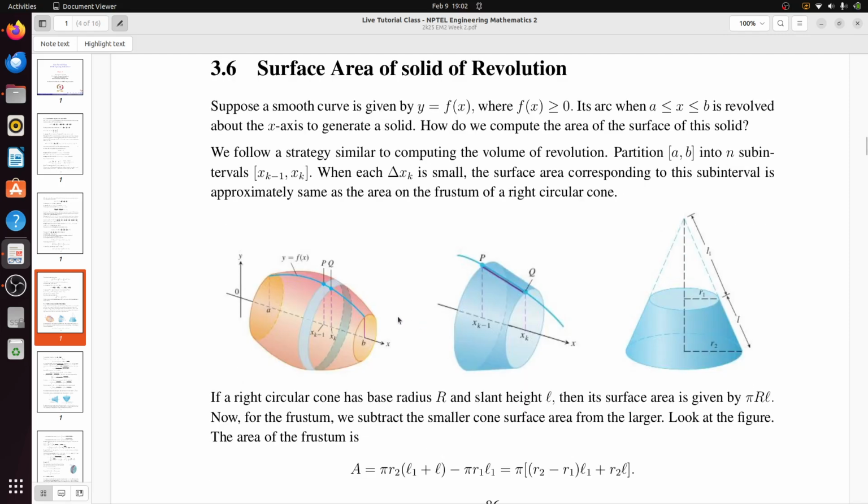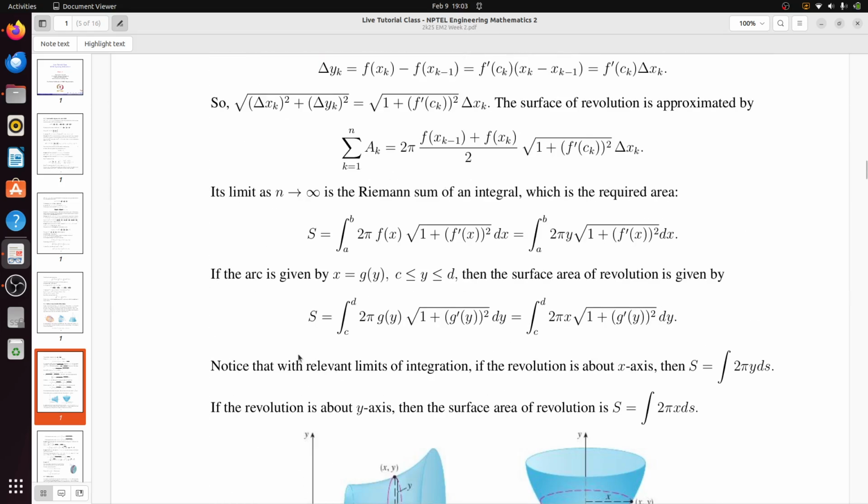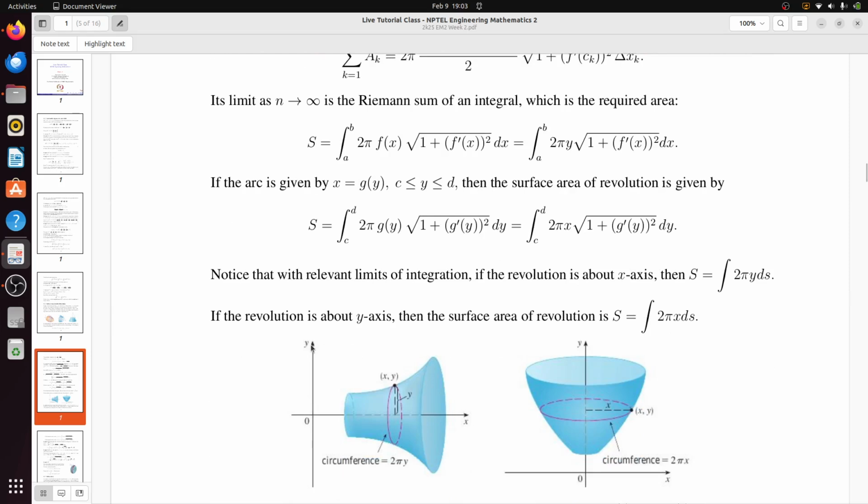Just see, this is the dholak-like shape. This arc is moved around the x-axis. Now we are to determine the area of this dholak surface. There is a lot of mathematical calculation in it, but we will mostly follow the main steps. Notice that with relevant limits of integration, if the revolution is about the x-axis, then the surface area will be the integral of 2 pi y ds.